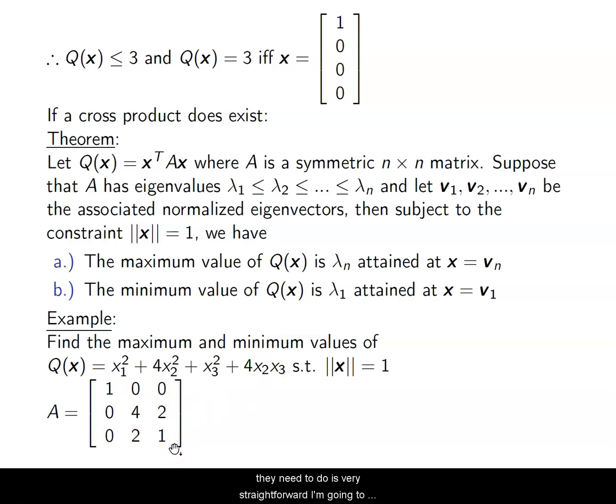Okay. So now what I need to do is very straightforward. I'm going to find my eigenvalues. The smallest eigenvalue, I find the normalized eigenvector. That's the minimum and where it occurs. For the largest eigenvalue, I find its associated normalized eigenvector, and that will be the max value and its location. Okay, so it's actually pretty straightforward compared to some of the things we've been doing in the last sections.